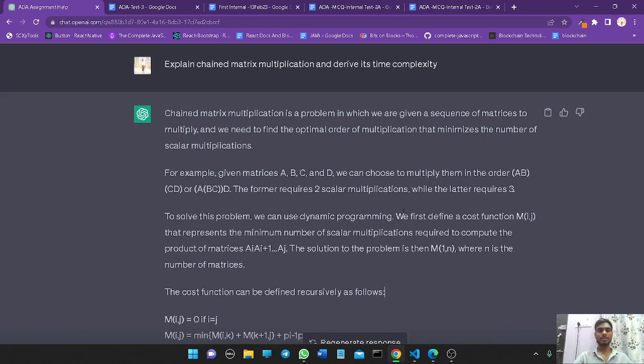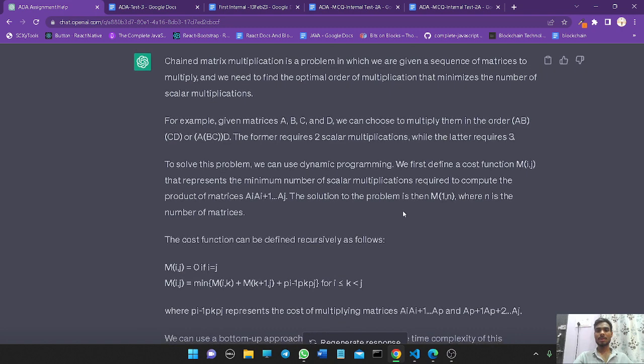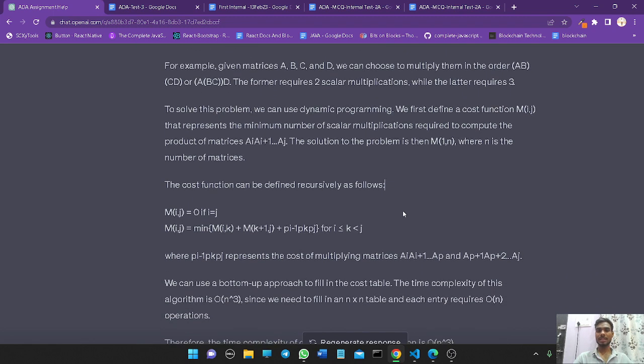Here is the sixth question of the question paper. Explain chain matrix multiplication and derive its time complexity. Chain matrix multiplication is the problem where, given a sequence of matrices to multiply, we need to find the optimal order of multiplication that minimizes the number of scalar multiplications. For example, given matrices A, B, C, D, we can choose to multiply them in different orders. One order requires two scalar multiplications while the other requires three.